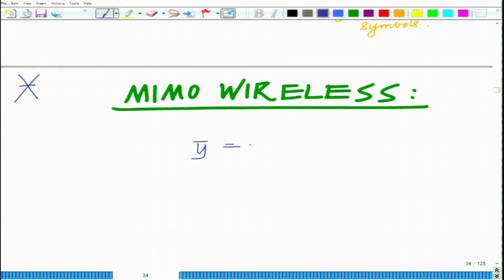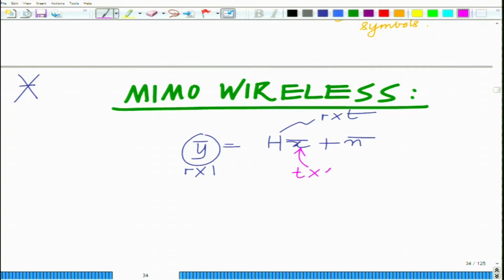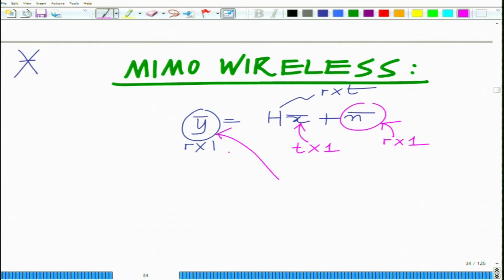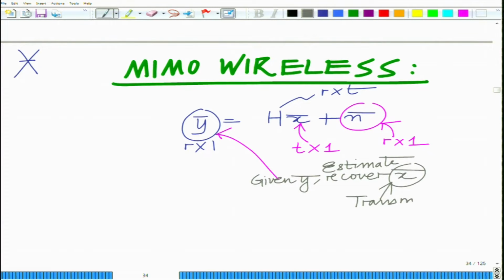I have this model y bar equals h times x bar plus n bar. This is my r cross 1 received vector. This is the r cross t channel matrix. This is the t cross 1 transmit vector, and this is an r cross 1 noise vector. And the problem is, given y bar we have to recover x bar, correct? At the receiver, one has to estimate or recover x bar, which is your transmit vector, given the receive vector.